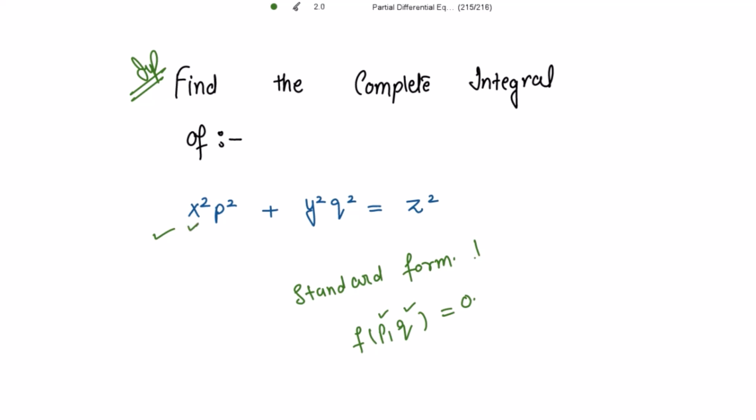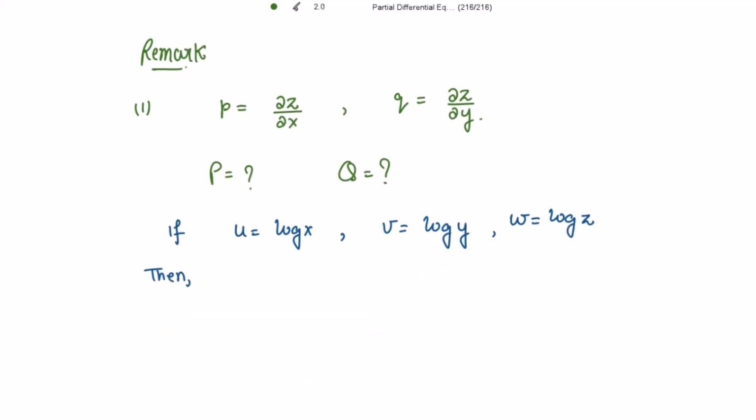But here I am having x, here I am having y and also z. What to do now? I need to change this equation into this format. For that, let's understand some remarks. We know that small p is the partial derivative of z with respect to x. Our z is a function of x and y, right? It depends upon the variables x and y. We are taking small p to be equal to the partial derivative of z with respect to x and q to be equal to the partial derivative of z with respect to y.